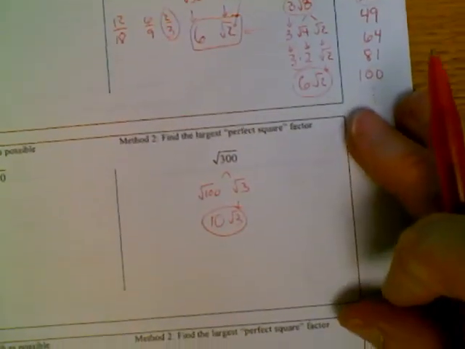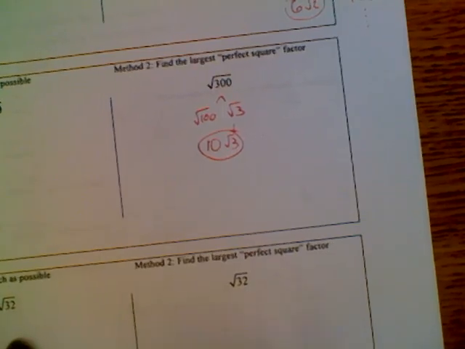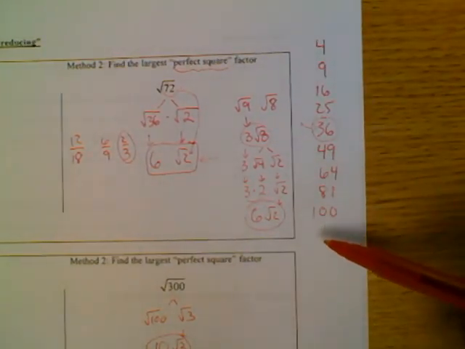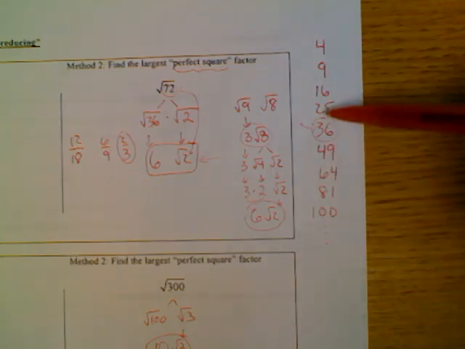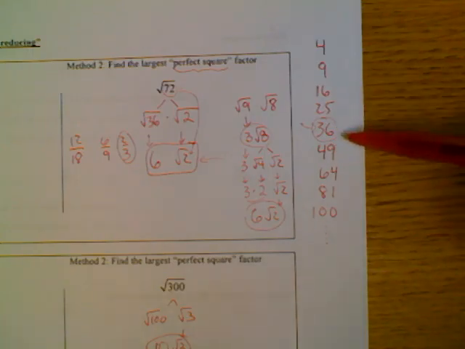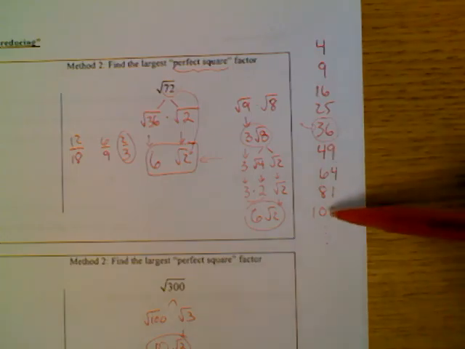Let's try one more. Square root of 32. I need two factors of 32, and one of them needs to be a number on this list. Again, I recommend starting from high and working your way down, because you know what some students will do sometimes? The first thing they'll think of is 4 times 8. And that'll reduce it a little bit, but there's a larger number in this list that is a factor of 32.